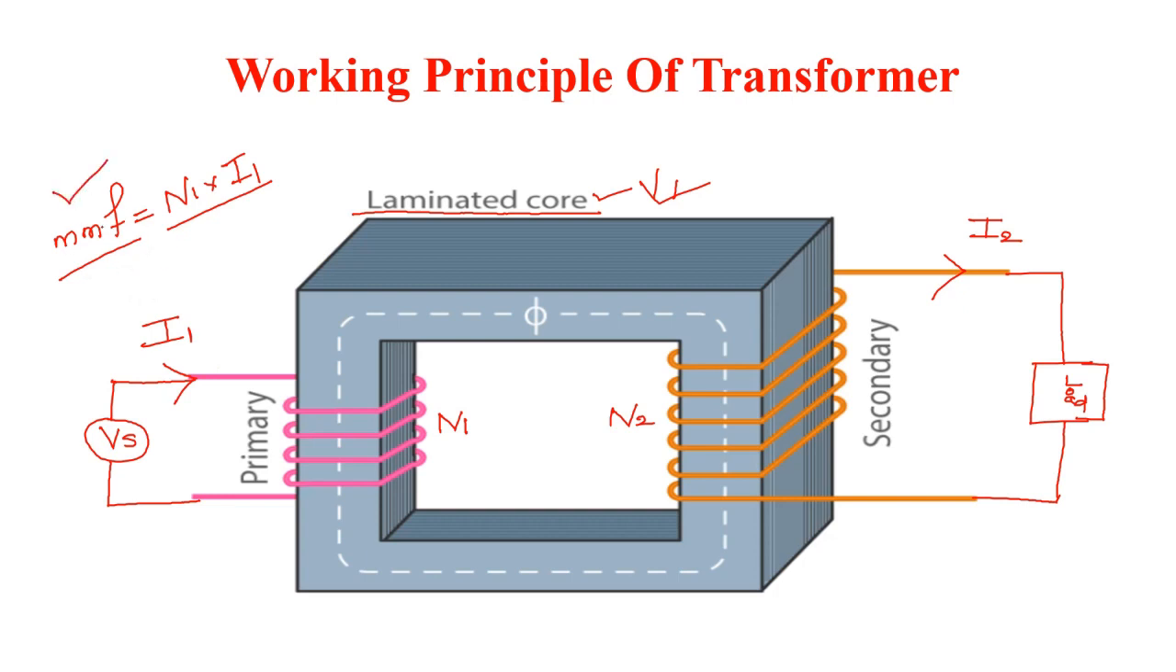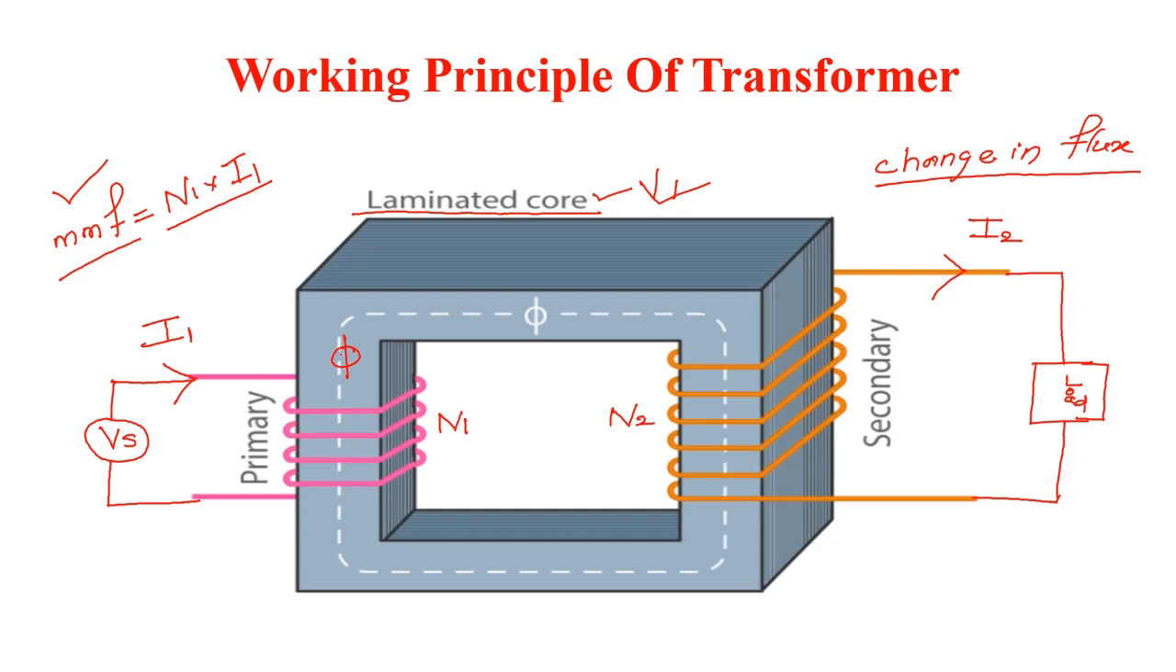So when the alternating current flows through the winding, there is an MMF, that is magnetomotive force, and because of this magnetomotive force there is a production of flux, represented by phi. This phi is always alternating flux only, because we are applying alternating voltage. Because of this, alternating current I1 flows, and because of this alternating current there is a production of alternating flux, phi. This phi is alternating flux, or we can also call it change in flux. Both are the same.